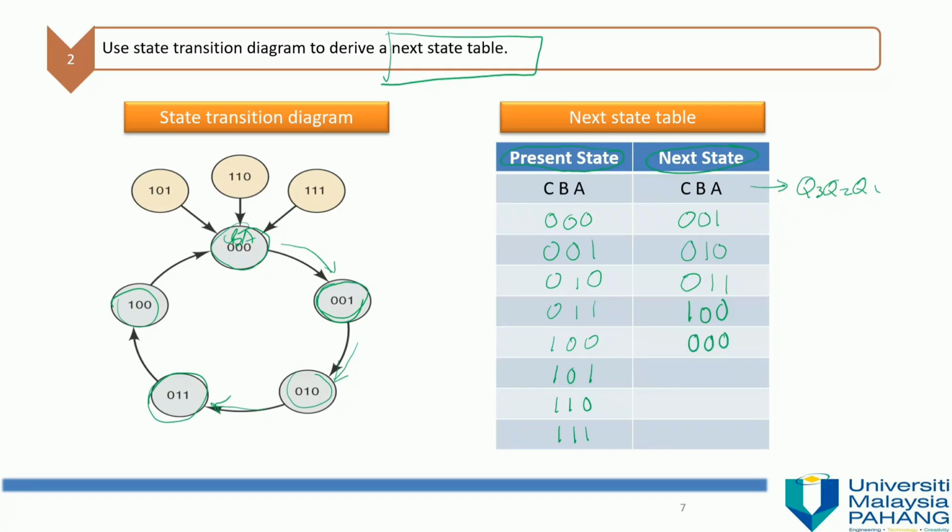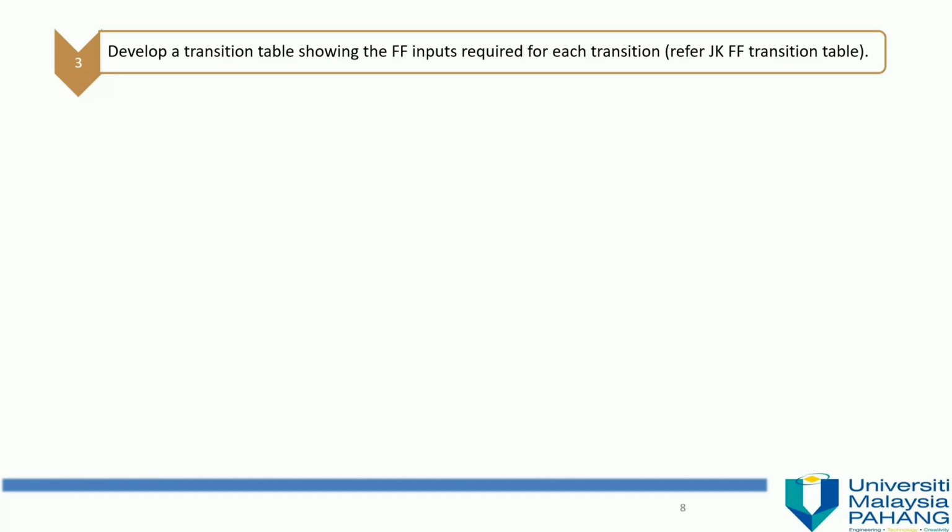For the unused state 1, 0, 1, the next state is 0, 0, 0. For 1, 1, 0, the next state is 0, 0, 0. And for 1, 1, 1, the next state is 0, 0, 0. Develop a transition table by showing the flip-flop inputs required for each transition.